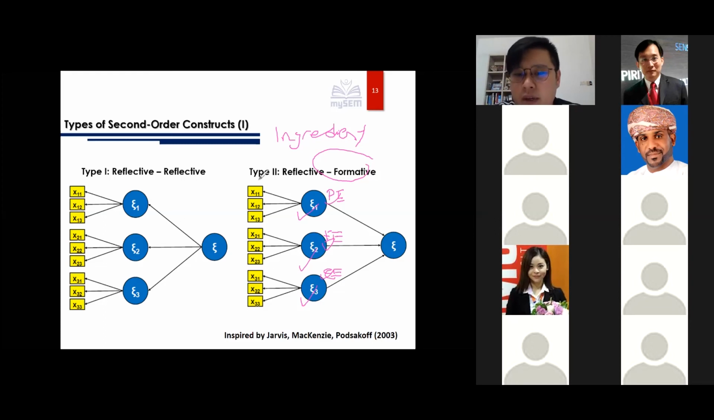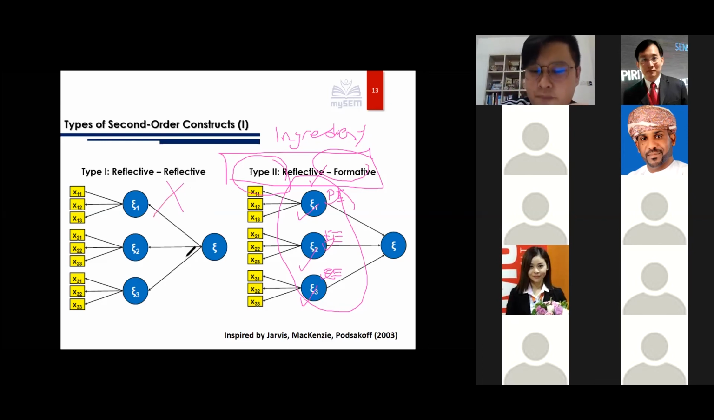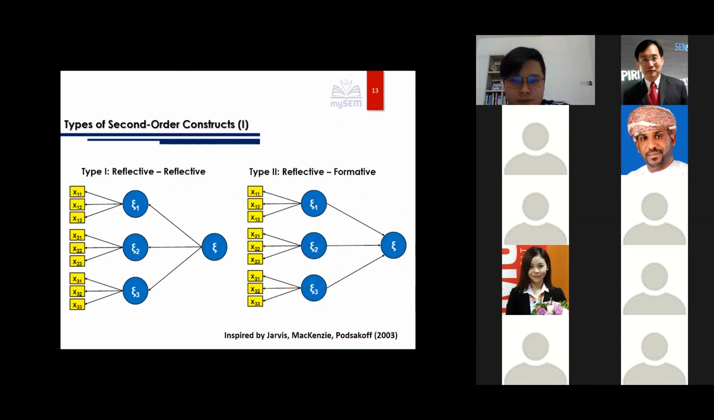So when they are different, the trend of using type 2 reflective formative tends to be higher because of this nature itself. When we talk about dimensions, they are different. When they are different, they are supposed to be tested using reflective formative because they are ingredients that form the second order construct. Therefore, this trend of using reflective tends to be quite obsolete in the current research trend. So today, we're going to focus more on this technique called reflective formative. Okay, I hope you're all clear with this. Okay, now let us move on.